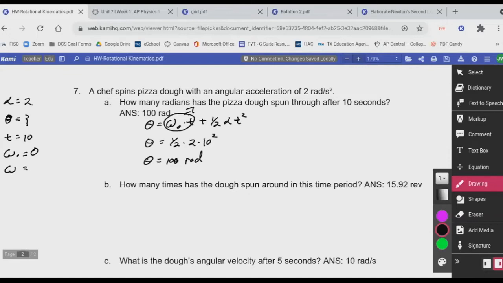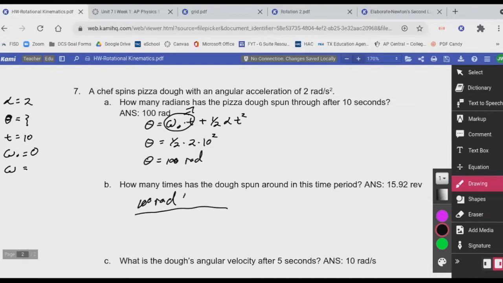All right, let's look at how many times the dough spun around in this time period. Every time it spins around, that's a revolution. So it's asking us how many revolutions it went through during this time period. We found theta in A. Now we want to convert theta to revolutions. We've got 100 radians.